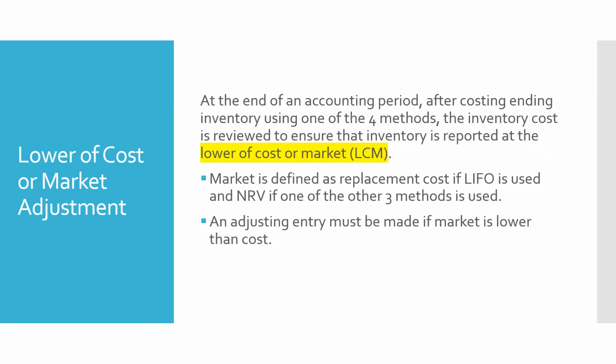So we're going to need to review the inventory to ensure that it is reported at the lower of cost or market. So cost is the cost that we used according to the cost flow assumption. Market is defined as replacement cost if LIFO is used, and net realizable value if one of the other three methods is used. So typically an adjusting entry is going to need to be made if market is lower than cost. The general idea here is that we don't want to have any asset reported on our balance sheet in an overstated manner, so that if the fair value of it has fallen below cost, we need to write it down.